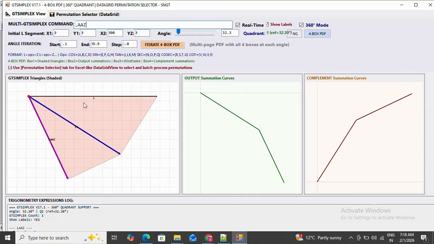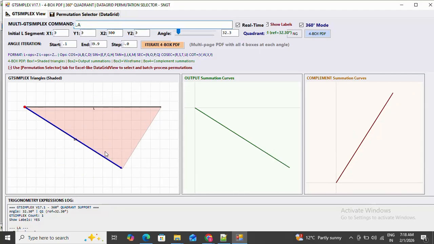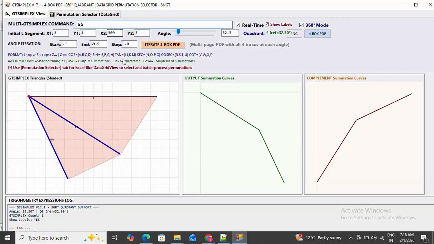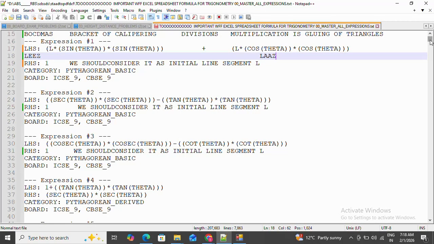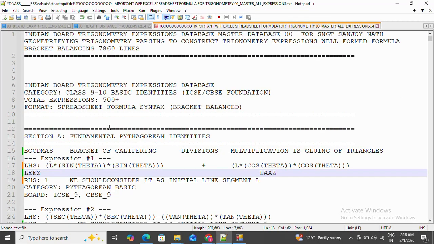Say LAAZ, and here L is the given line segment on a tracing paper, and when we draw LA, then one line segment is constructed, then again A is multiplied, then another line segment is constructed, and the triangles are glued. And here we have already discussed one point, that in Sanjoy Nath's Geometrifying Trigonometry we use bracket balancing models of writing, and this multiplicative part is the GT simplex 1, and this multiplicative part is another GT simplex, the GT simplex 2. These two GT simplexes interact and then construct the decision problems.